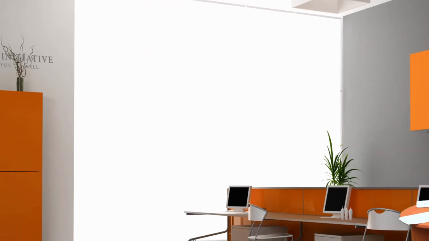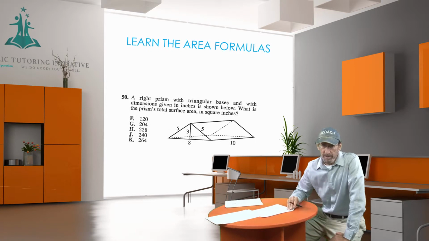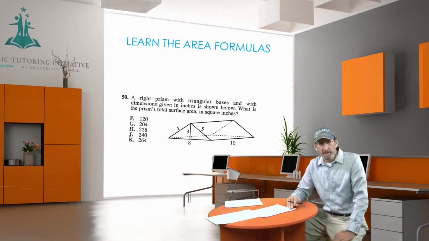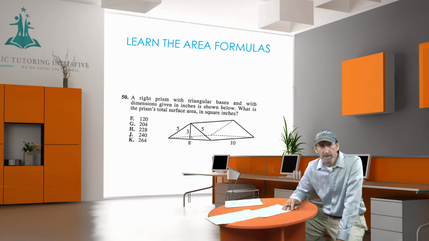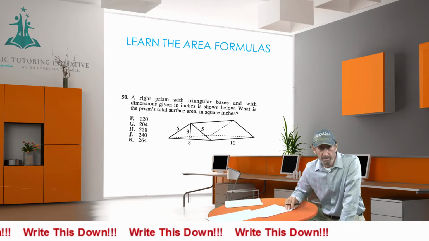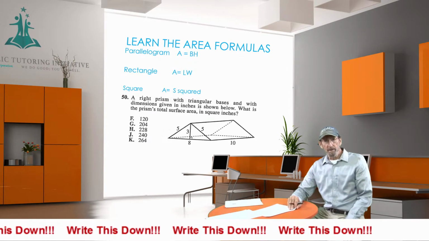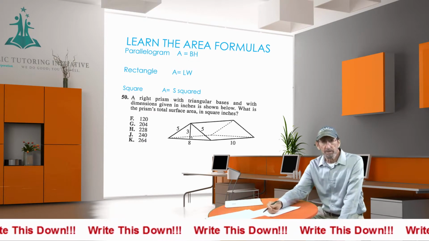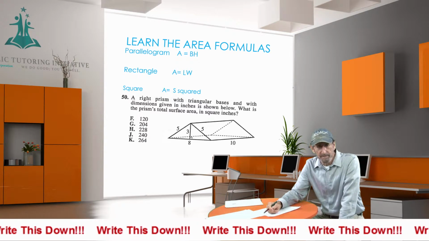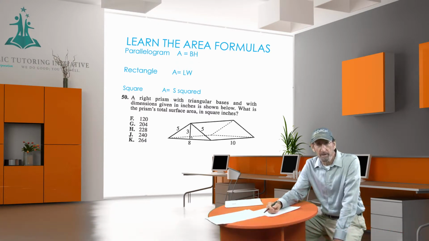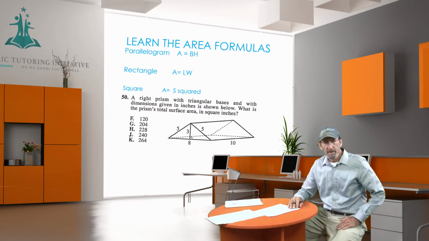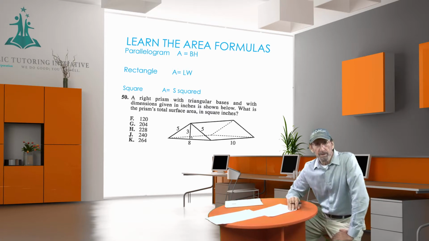Okay, the most commonly asked questions about quadrilaterals involve area. Don't anticipate it. It might ask for perimeter. Okay, here are the area formulas. You must know them. For a parallelogram, the area equals the base times the height. For a rectangle, the area equals the length times the width. And for a square, the area equals the side times the side, which is the side squared.